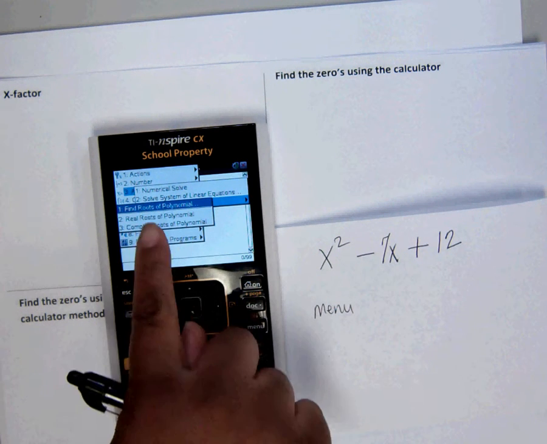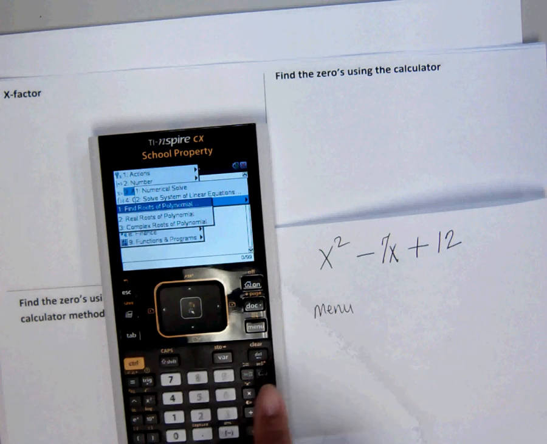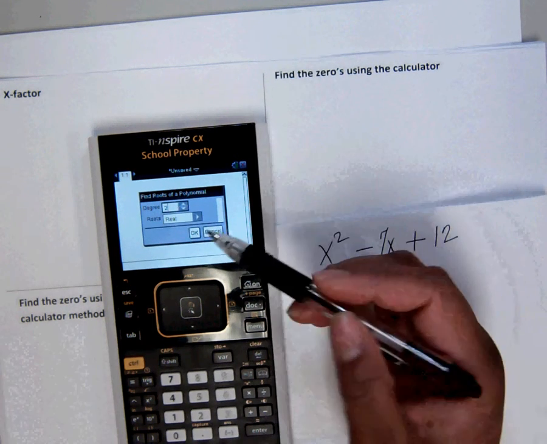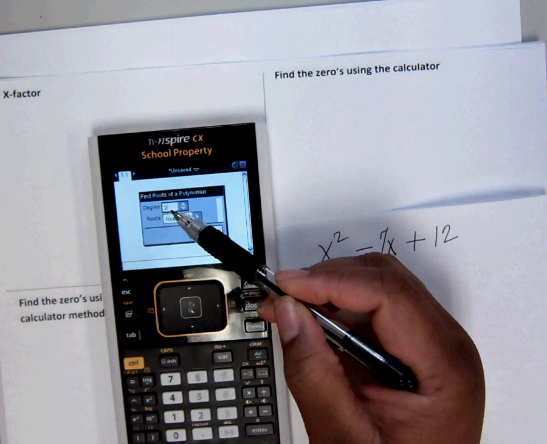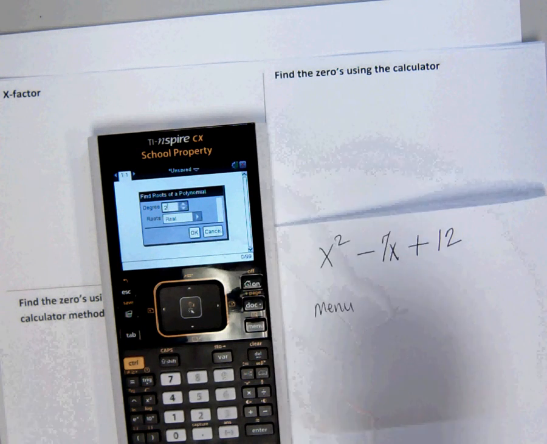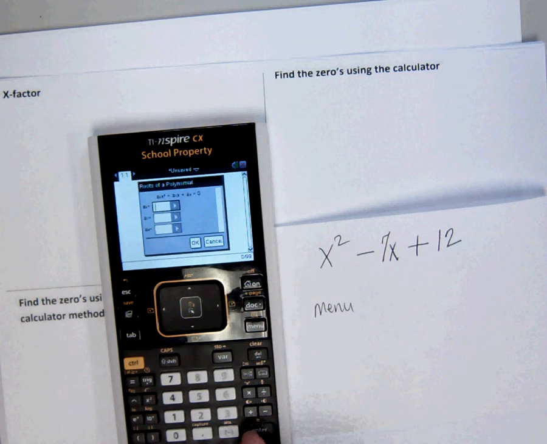Menu, 3, go down to polynomial tools. I apologize. Okay, press enter. And now we want to find the what? Roots. Enter. Now what are we going to do? It is degree 2. We want the real roots. So just press enter past this.